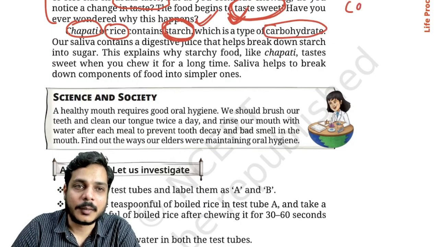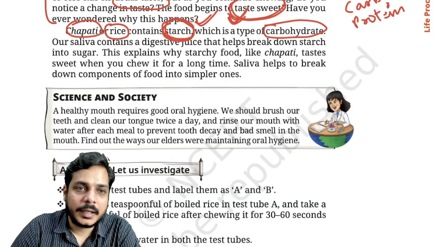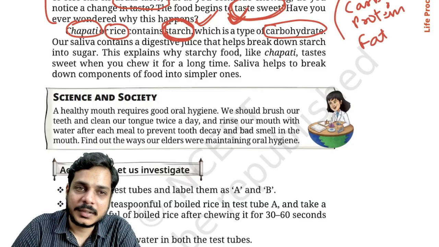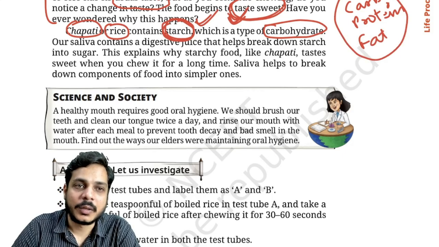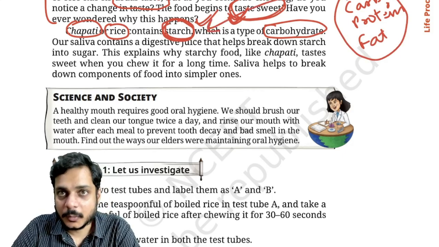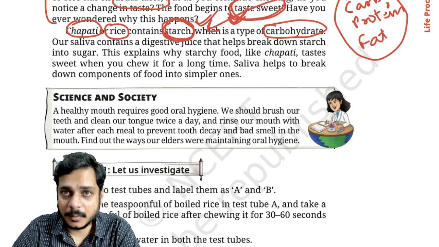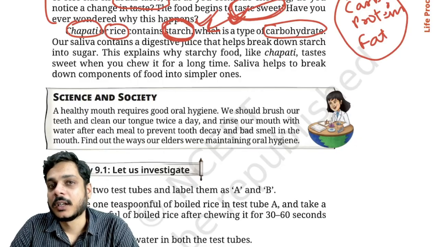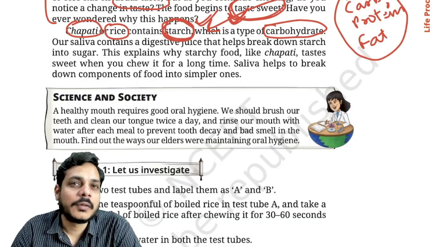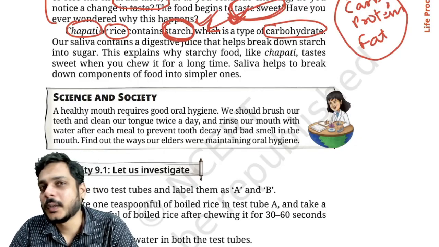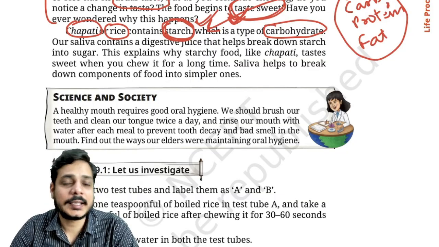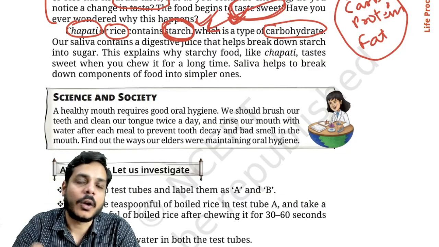Remember, we talked about carbohydrate, protein, and then we also said fat is required. All of these are complex substances. So, one type of carbohydrate is starch. Starch is contained in chapati and rice, and therefore, when you chew it for a very long time, you will find that there is some sweet taste. If there is some sweet taste, that means there is presence of starch.